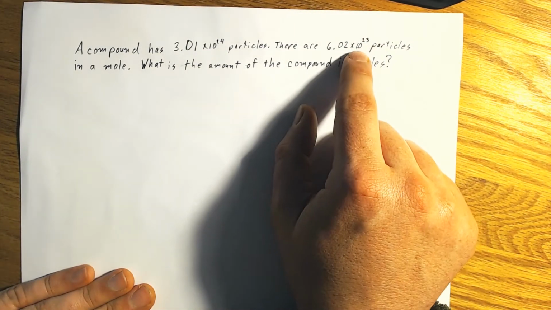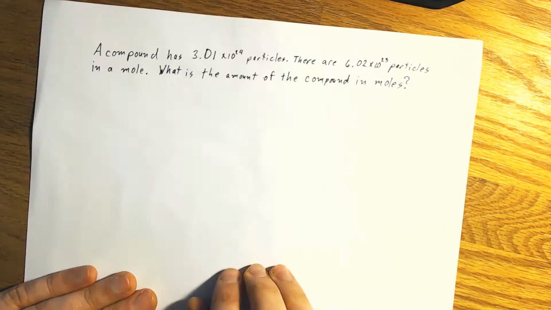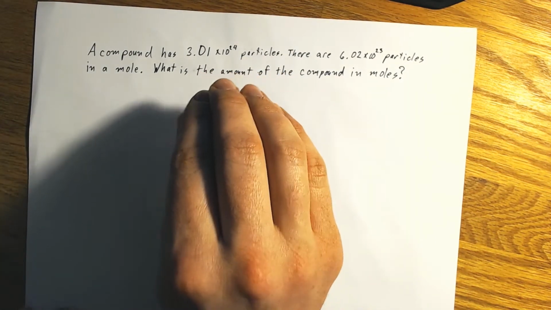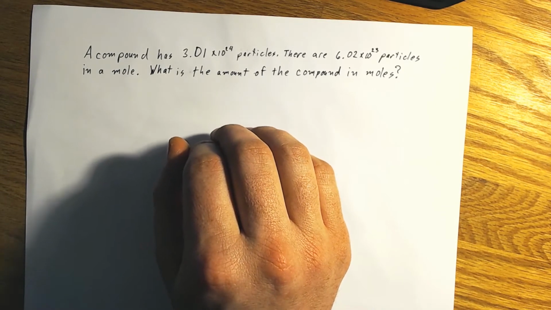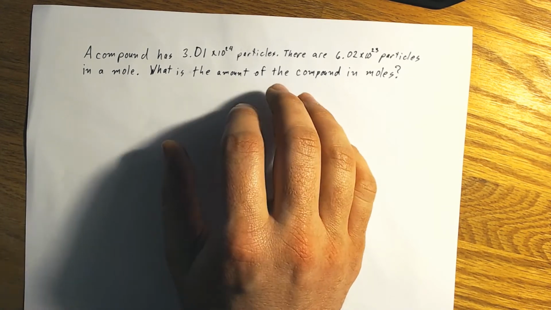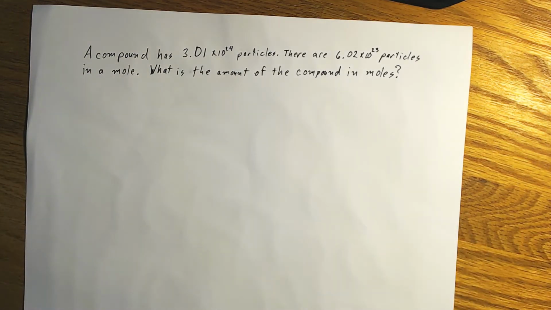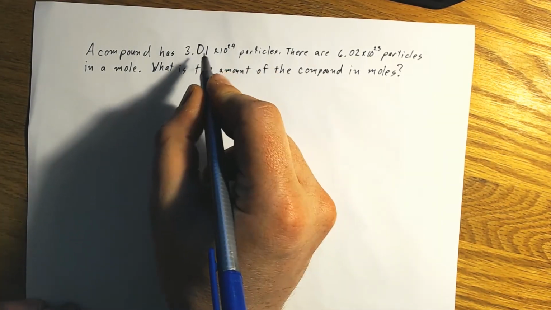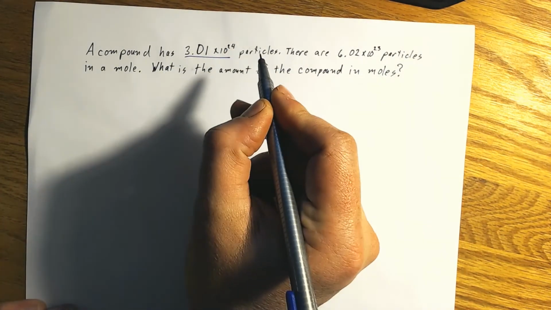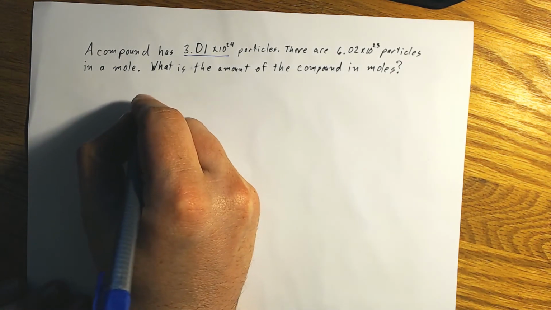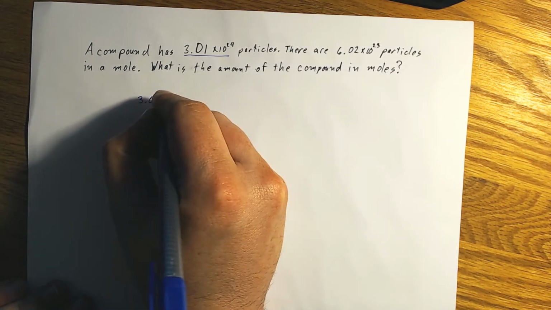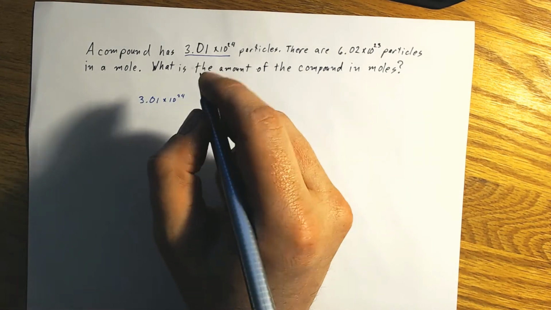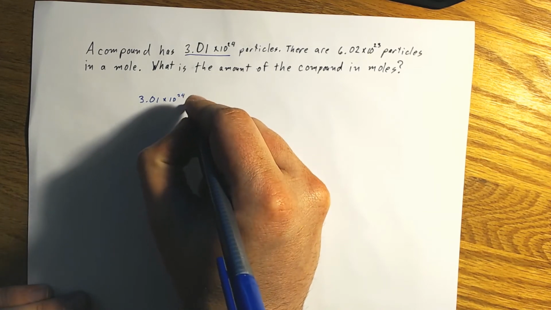So that's Avogadro's number. This is a simple chemistry conversion problem. Let's see if we can look at it real quick. Just like any other problem, anything we've ever done, you write down the given first. Our given is 3.01 times 10 to the 24th particles.